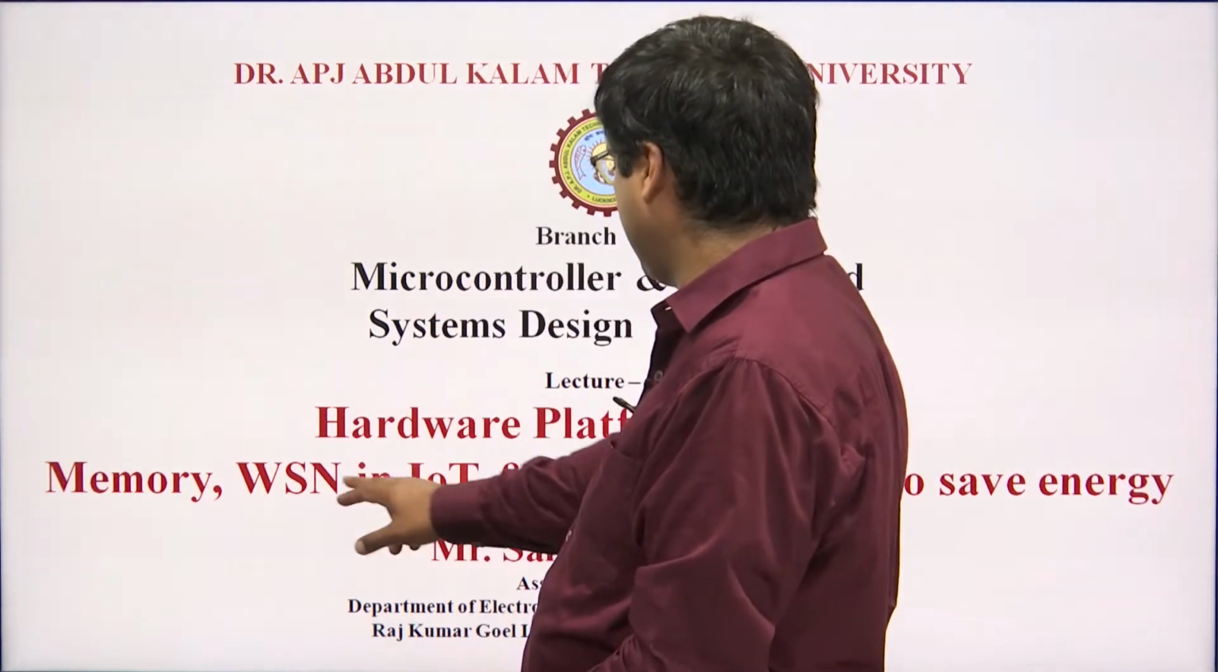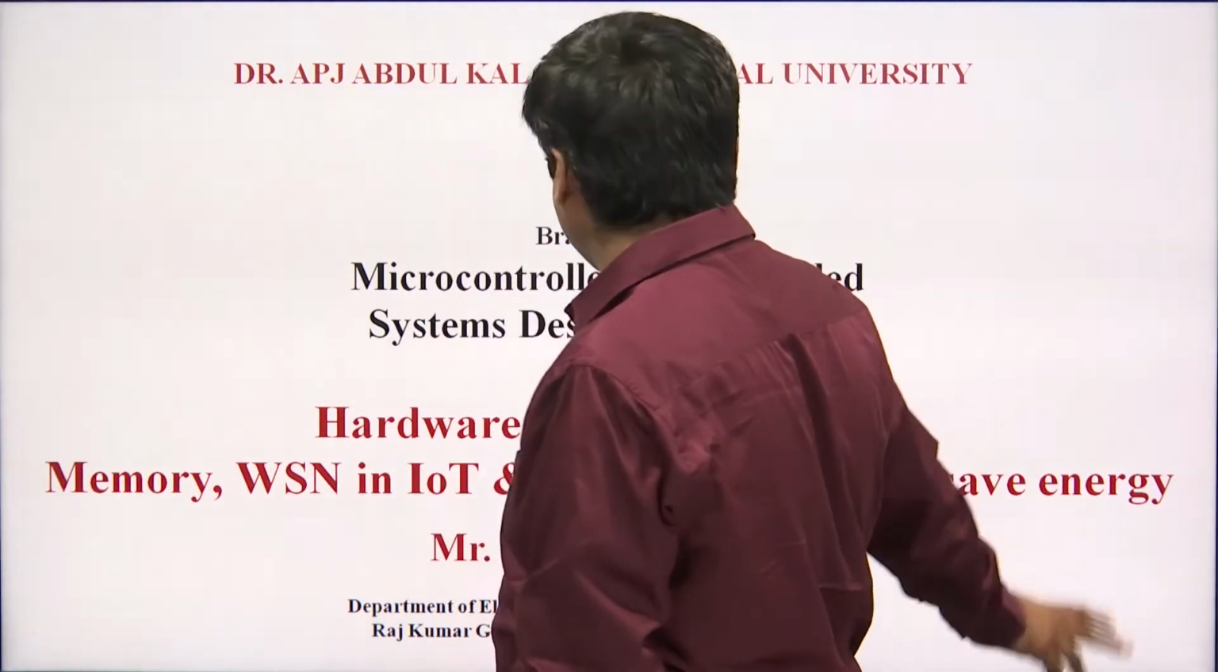In the previous lectures we have covered the IoT characteristics, IoT architecture, the layers of IoT, and the infrastructure of IoT, and in the previous lecture we started with the hardware platform that can be used in our IoT system. We studied what the hardware should be, its complexity, what type of hardware we can use in our IoT system, and the IoT wireless technology. So, in this lecture we will study the hardware platform for IoT, under which we will study memory, WSN in IoT, and techniques used to save energy.